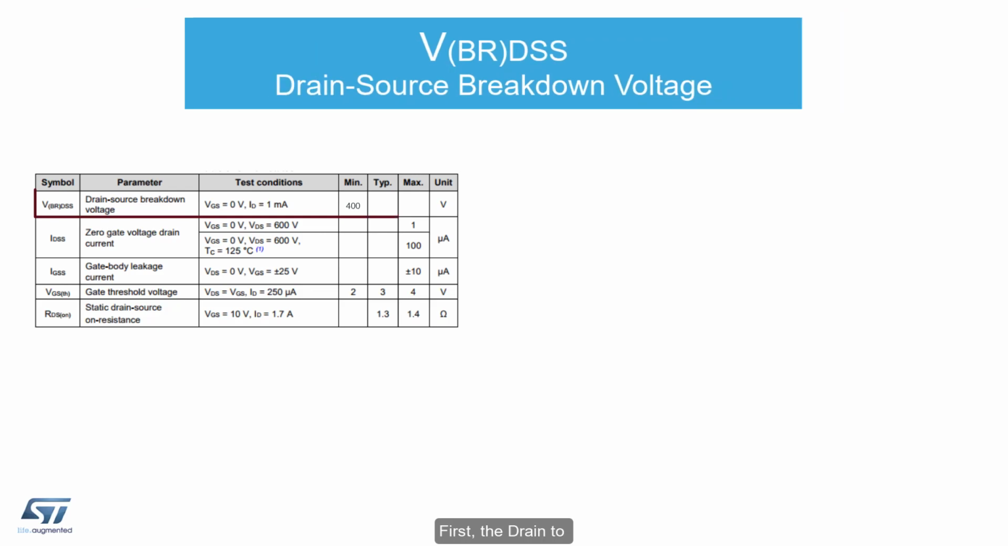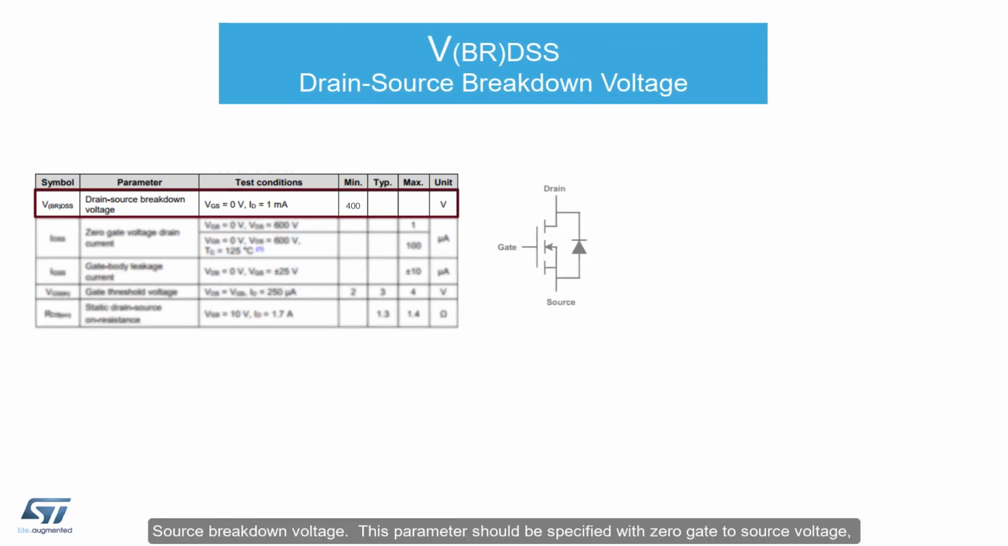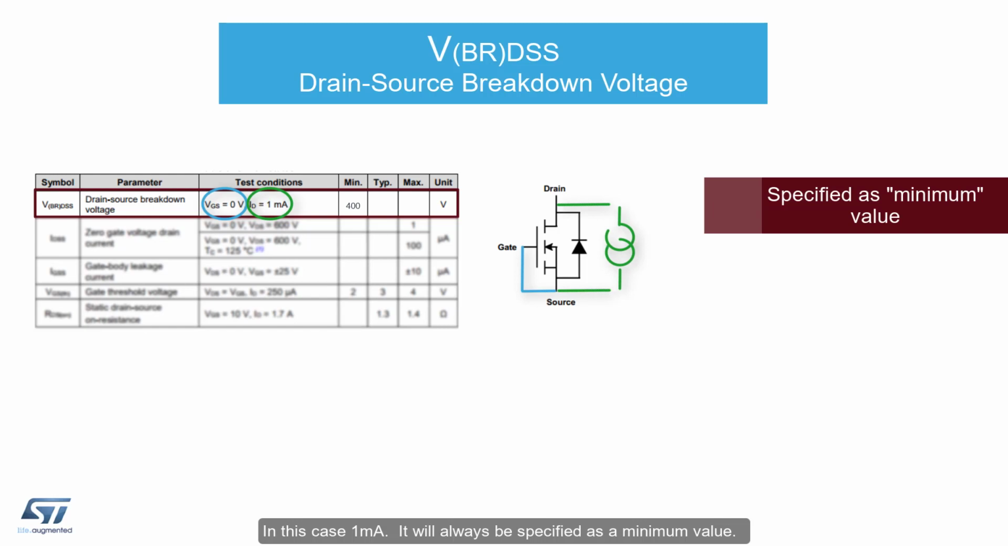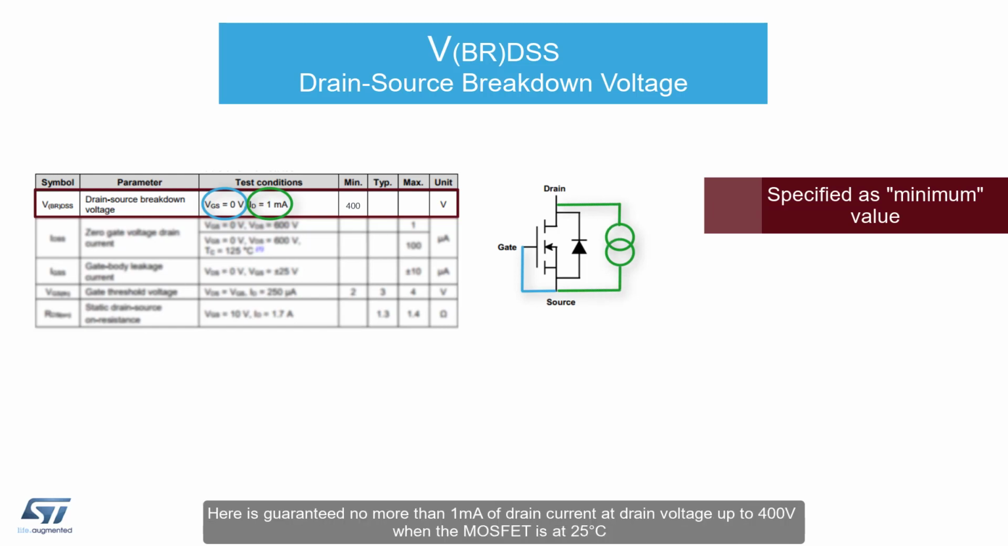First, the drain-to-source breakdown voltage. This parameter should be specified with 0 gate-to-source voltage to ensure that the device is in the off state. The breakdown voltage must be defined by a condition of allowable drain current flow, in this case 1 milliamp. It will always be specified as a minimum value. Here is guaranteed no more than 1 milliamp of drain current at drain voltage up to 400 volts when the MOSFET is at 25 degrees Celsius.